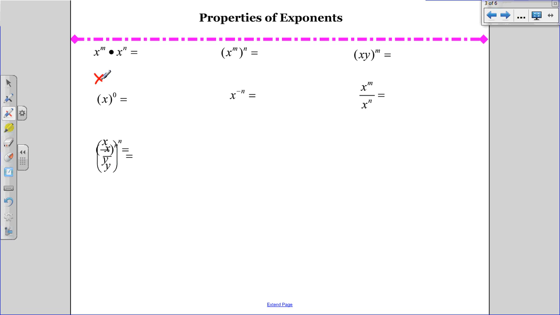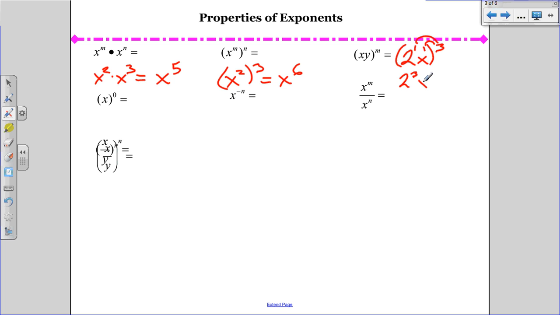So this would be like x squared times x cubed. That equals x to the fifth power. You add the exponents. Here we have x squared raised to the third power. There we multiply exponents and we would get x to the 6th. Here we would have 2x raised to the third power. So what we do is put our imaginary ones in, distribute, and we really get 2 cubed times x cubed. And obviously 2 cubed is 2 times 2 times 2, which is 8x cubed.